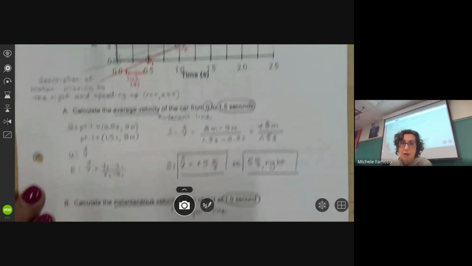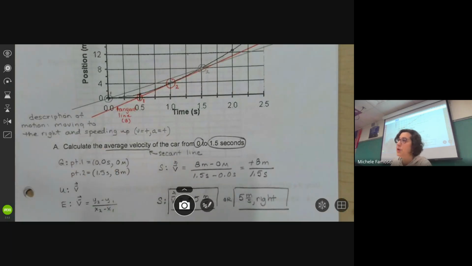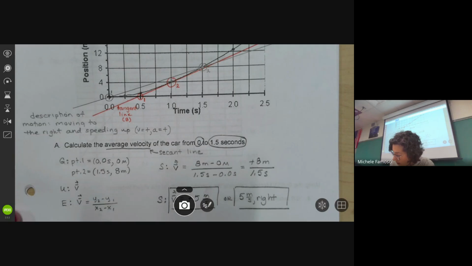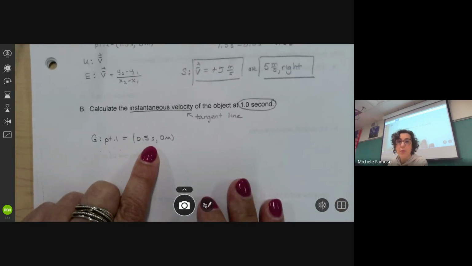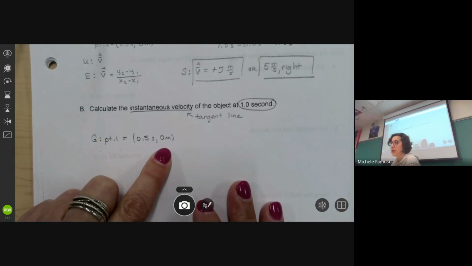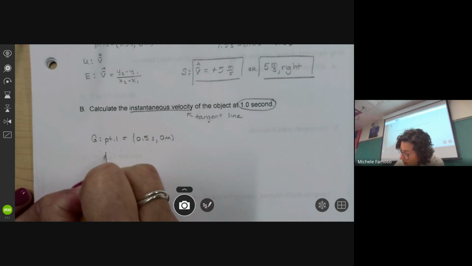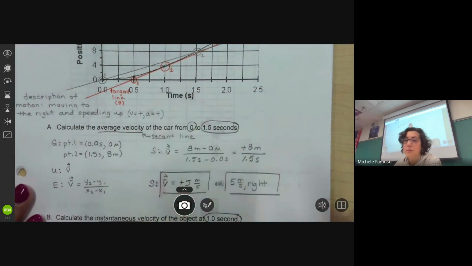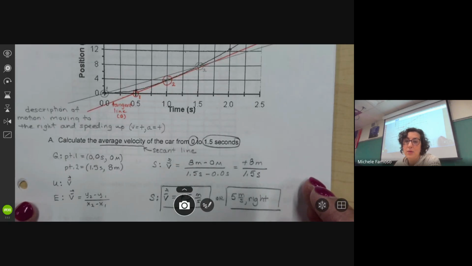Ryan, did you have the same 2 points on yours? Yeah. Okay, can you tell me what the coordinates of point 1 are then, please? 0.5 seconds. Yep, 0 meters. Very good. All right, so the coordinates of point 1 are 0.5 seconds and 0 meters. And Gianna, are you using the same second point that I am? What do you have for that? 1.0 seconds and 4 meters. Good.